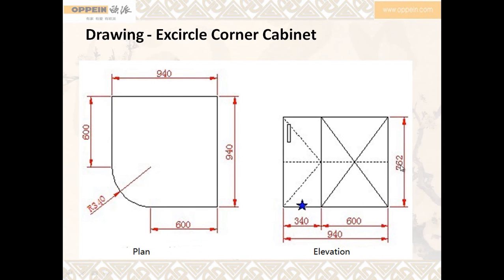The picture on the right side is the elevation of X-circle corner cabinet. Here, you can see the height is 762 millimeters. And other numbers in the elevation, 340, 600, 940 in the picture, are the same as here in the plan.